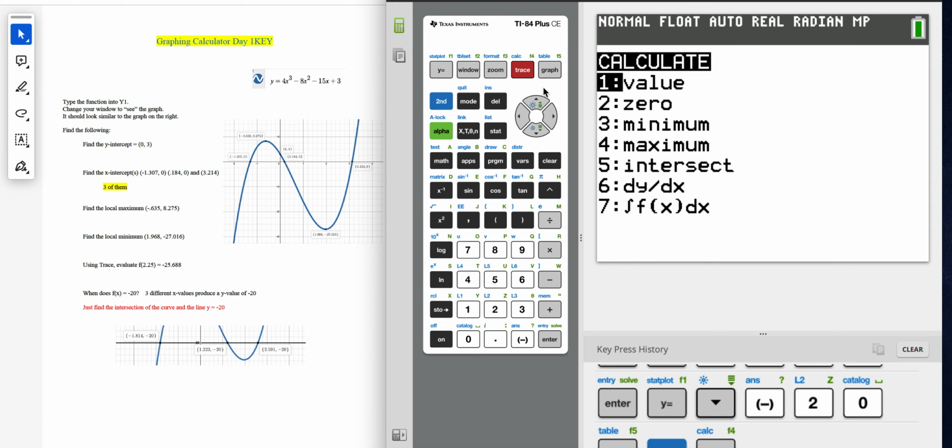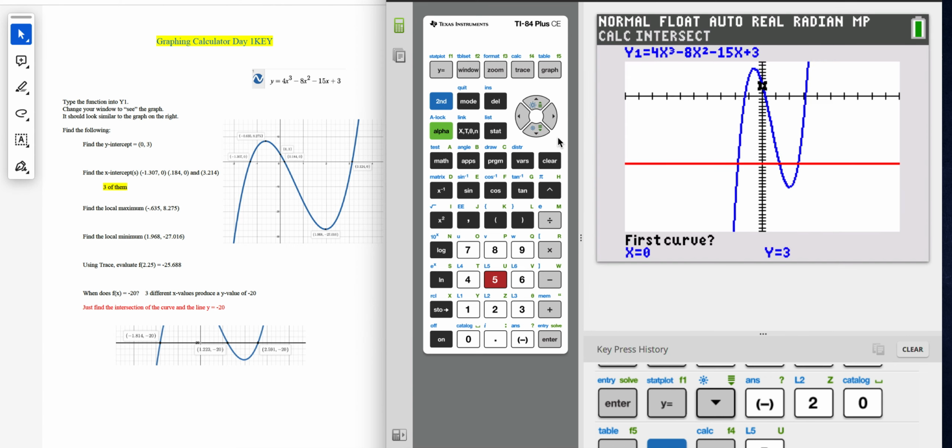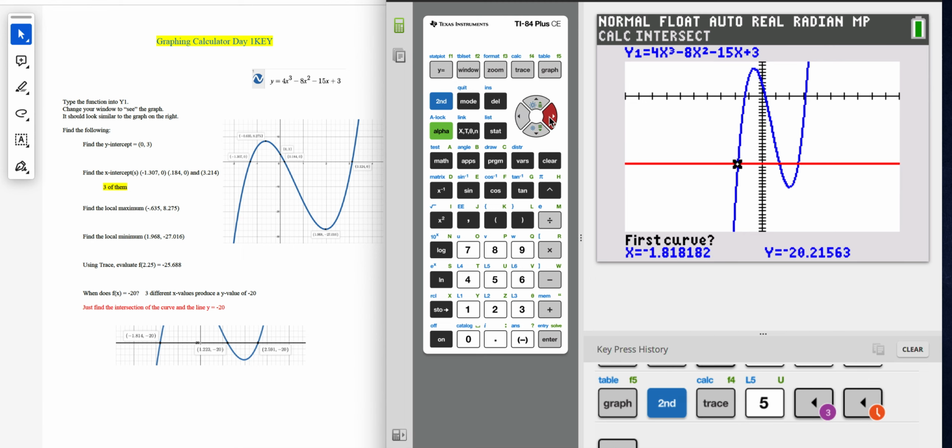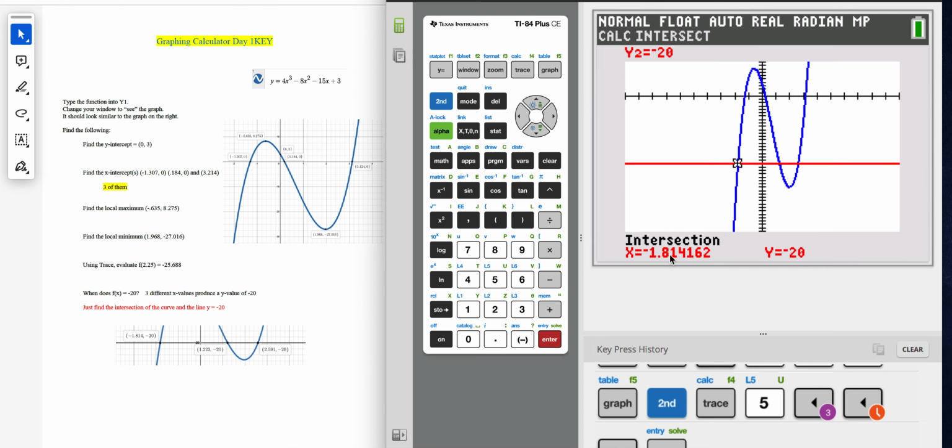Second, calc, intersect. So just hit five. And this one's really easy. All you gotta do is scroll anywhere close. Just get close to the intersection and hit enter, enter, enter. That's the intersection. At that x value, that equals that y value.